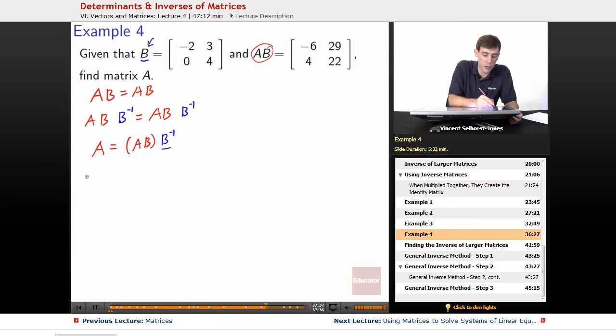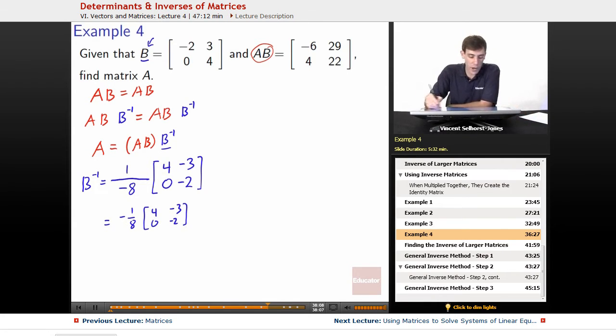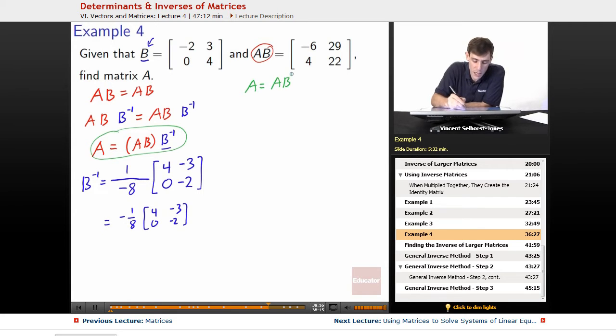So if B equals negative 2, 3, 0, 4, then B inverse equals 1 over the determinant, which is AD minus BC. So negative 2 times 4 minus 0 times 3, so that's negative 8. We flip the location of the main diagonal, and then we put negatives on the other ones, negative 3 and negative 0, which we can write as just 0. Simplify that a little bit to negative 1/8 times 4, negative 3, 0, negative 2. Great.